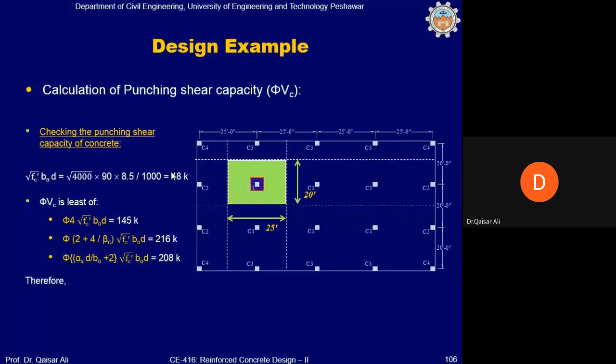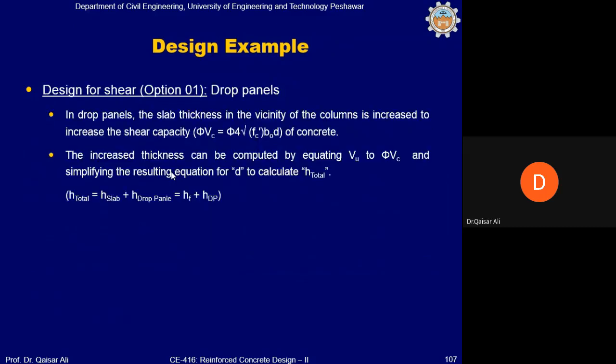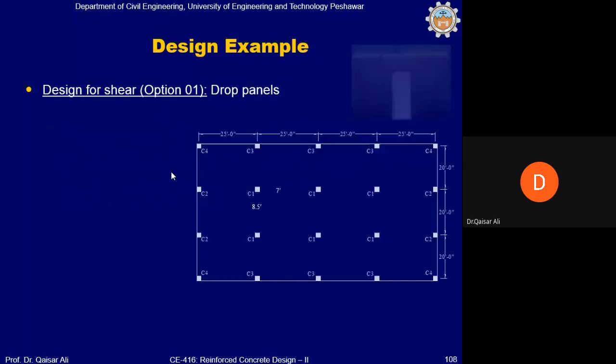So we will compare the punching shear demand with this value of phi Vc. Since phi Vc 145 kip is less than 189 kip, we need to increase the punching shear capacity of this slab in order to overcome the problem of punching shear. This can be done in many ways. First of all, let's say we want to provide a drop panel. So a drop panel can be provided by equating VU to phi Vc.